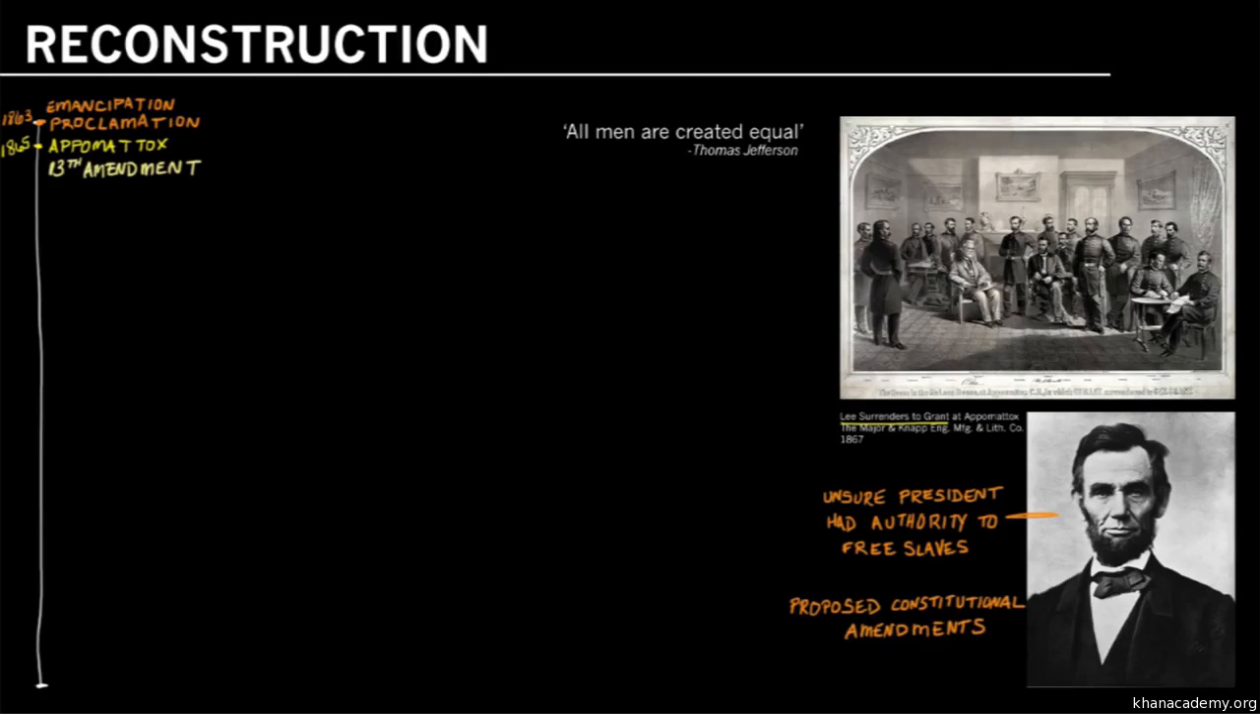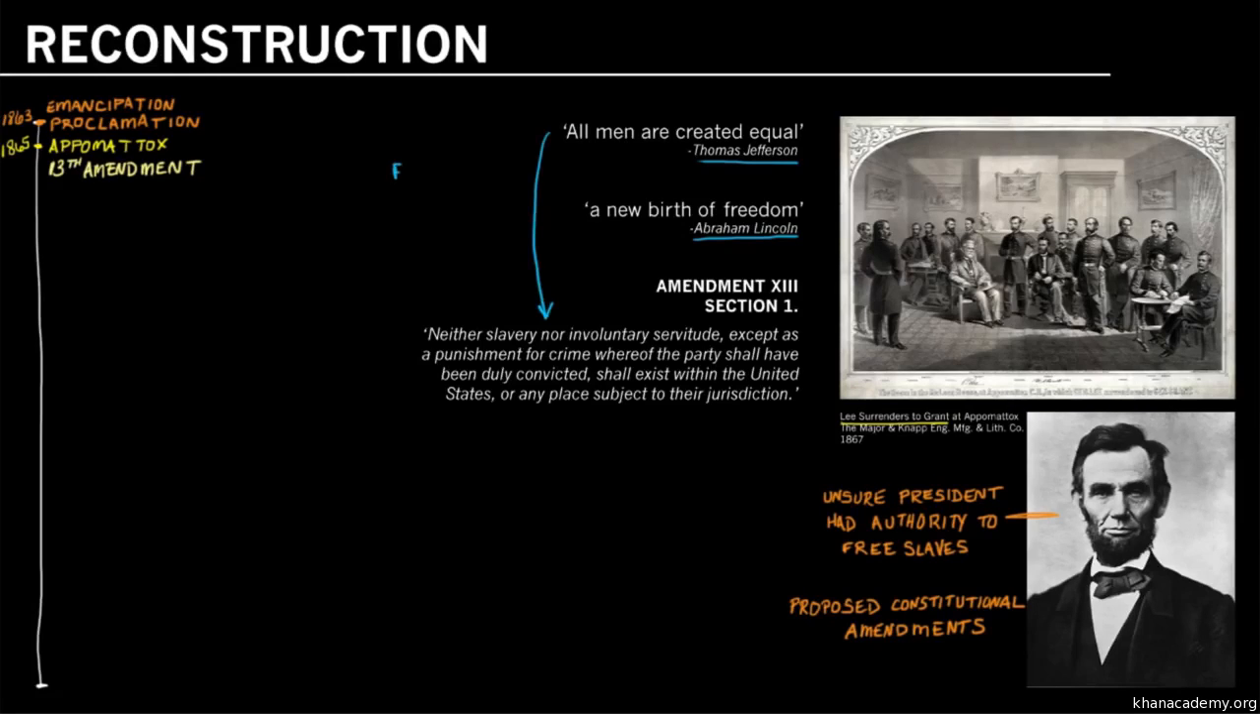It was Lincoln who proclaimed at Gettysburg a new birth of freedom that would ensure that Jefferson's promise that all men are created equal would actually become a legal reality. But again, Lincoln's promise at Gettysburg wasn't enshrined in the Constitution until the 13th Amendment was passed, and that's the amendment that abolishes slavery. It says, "Neither slavery nor involuntary servitude, except as punishment for a crime whereof the party shall have been duly convicted, shall exist within the United States or any place subject to their jurisdiction."